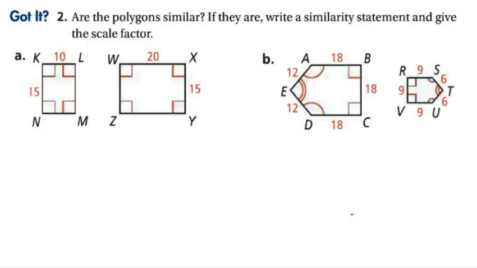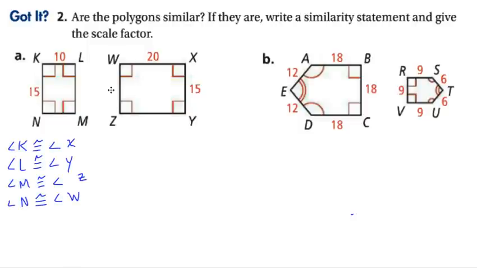Alrighty, hope you gave that a try. Here we go. These are our angle congruent statements. Now all of these are 90-degree angles, so this is a little bit tricky because you have to look at also the sides to figure out which angles should go correspondingly. So I chose K is congruent to X, L congruent to Y, M congruent to Z, N congruent to W.